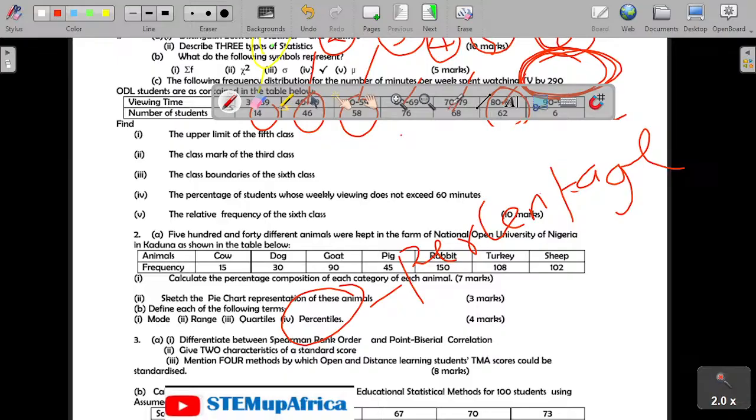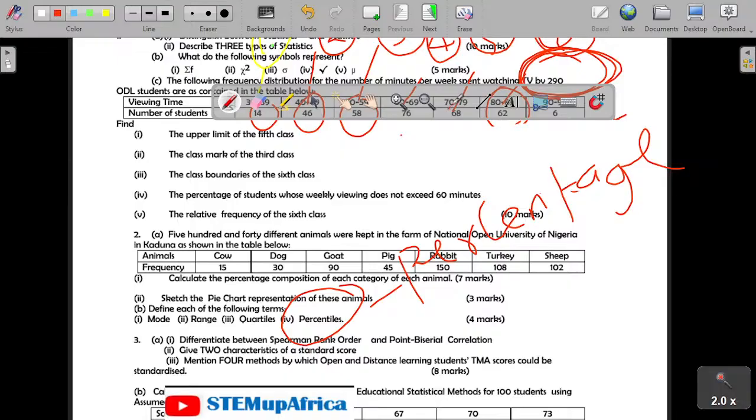Sir, please, the percentile, I didn't get it. Okay, all right. Let me come again. So the percentile is dividing a set of data or numbers into 100 equal parts. That is the percentile.